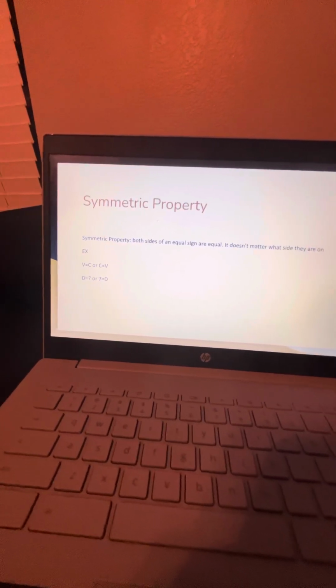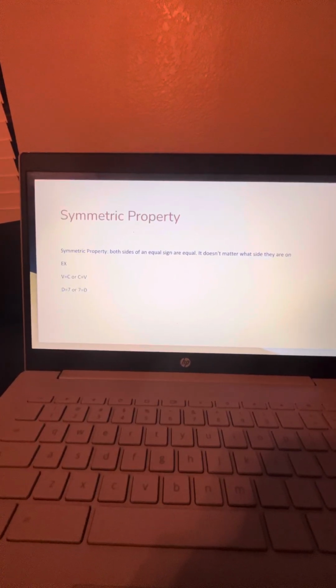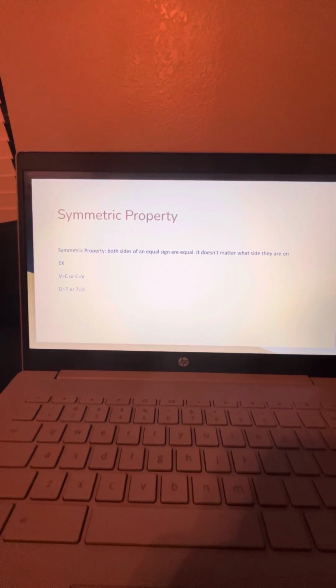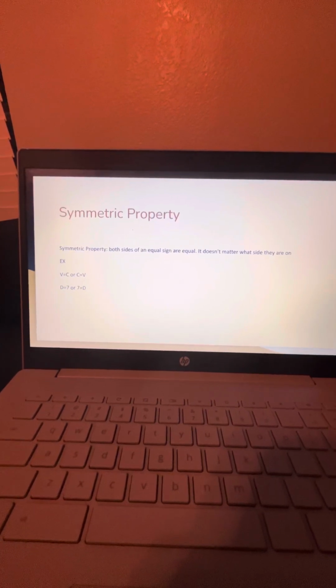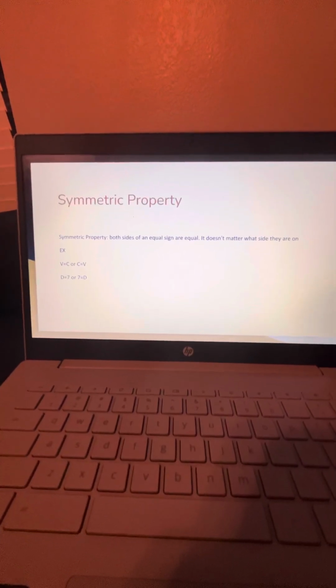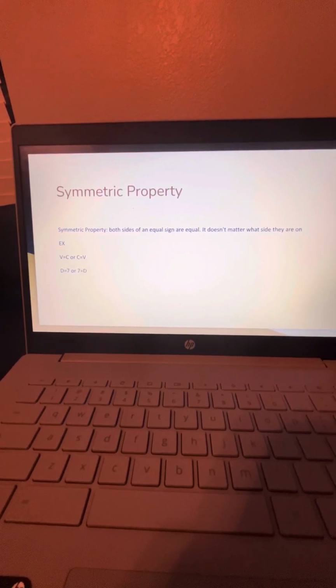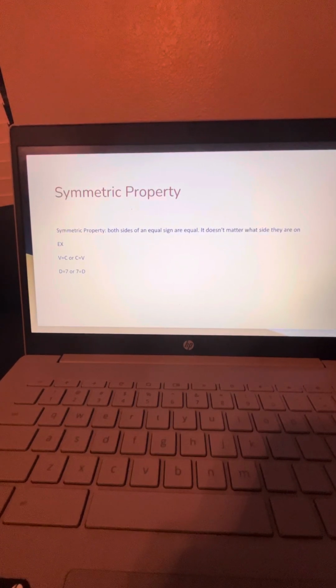Good job. The next one, symmetric property. Both sides of an equal sign are equal. Doesn't matter what side they're on. It's like a mirror, okay? They're reflective, so they can switch sides. They're always going to be equal no matter what. So V equals C or C equals V. It's the same thing. There's no difference except where they're at.